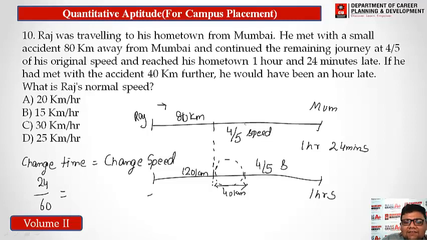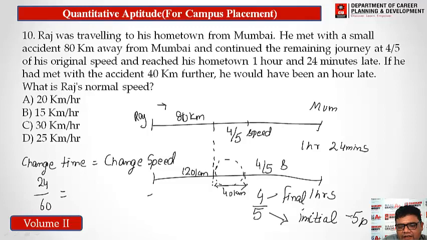So he is traveling at the original speed, and 4 by 5 means what? It means the denominator is our initial speed and the numerator is our final speed. So we will take initial speed as 5p and final speed as 4p. So change in time will be what? Distance, that is 40 divided by, firstly we take final speed 4p, then minus 40 divided by initial speed, that is 5p.